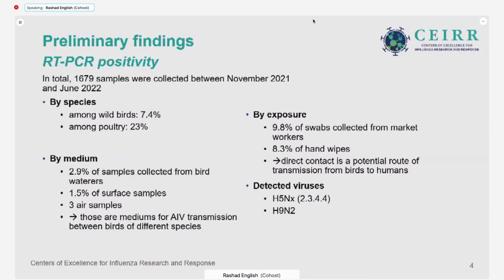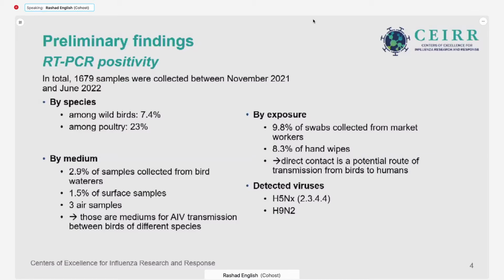If you look at the medium, or the environment, then 2.9% of the samples that we collected from the waterers and 1.5% of our surface samples were positive, and 3 of our air samples were also positive. Note that in that market, we find wild birds and poultry housed in the same cages. So again, we have really good chances for direct transmission from the wild birds to the poultry and vice versa. But we also have water that could be a potential medium for transmission as well.